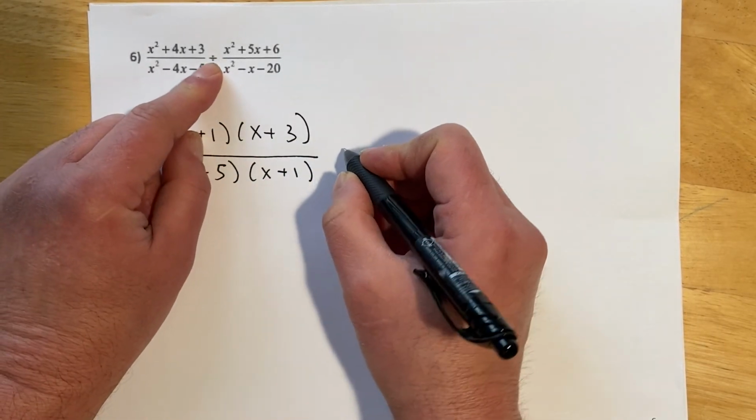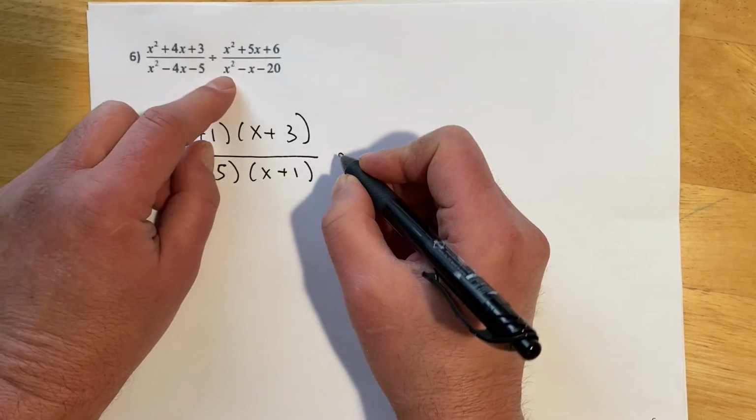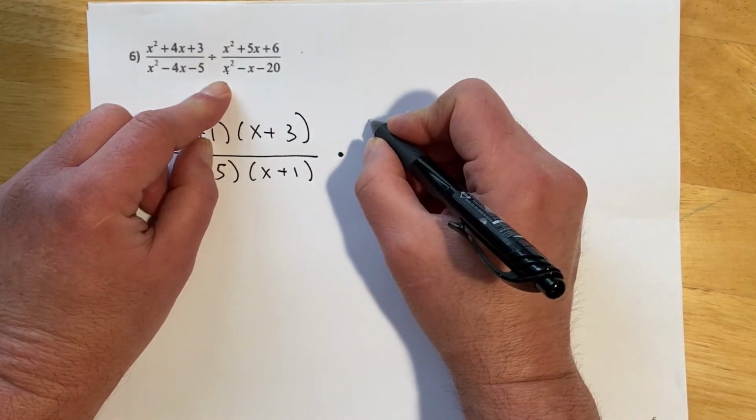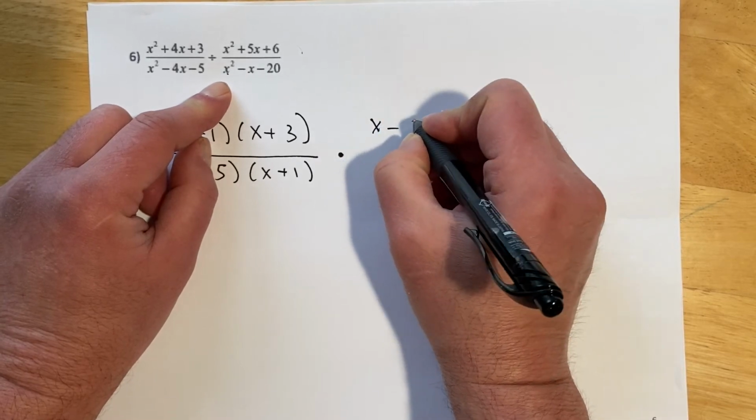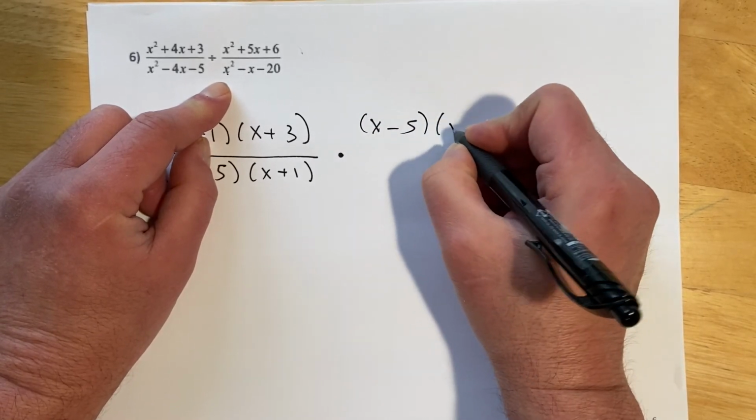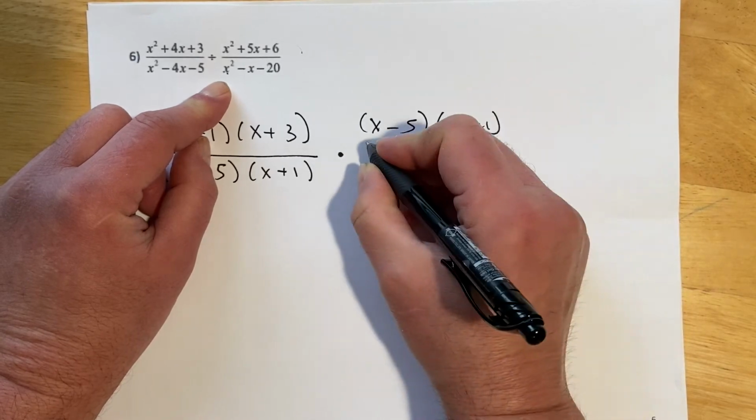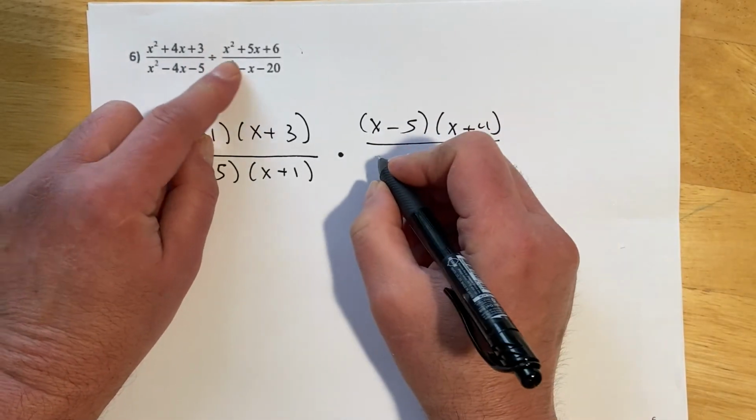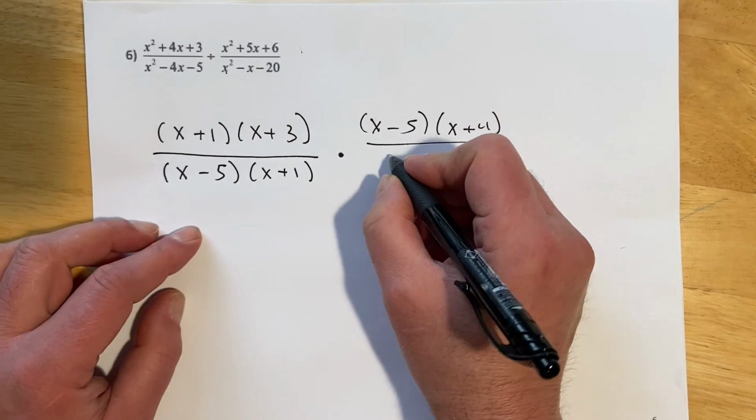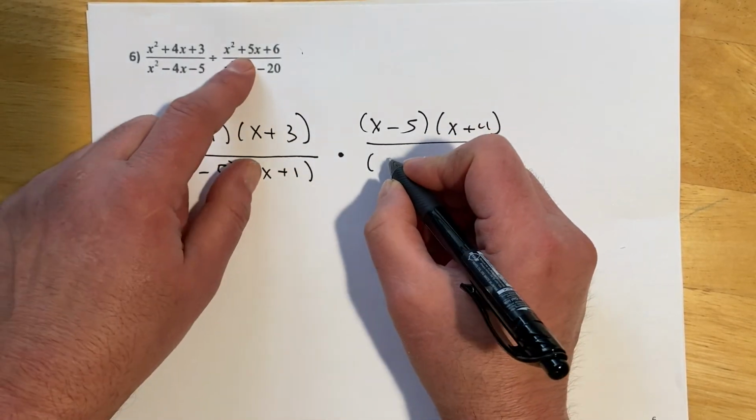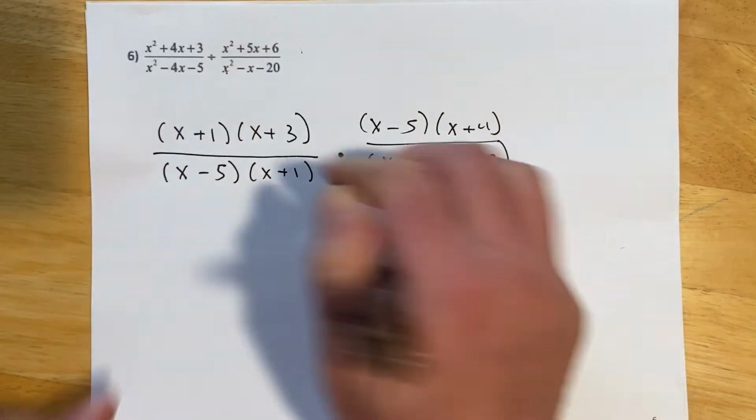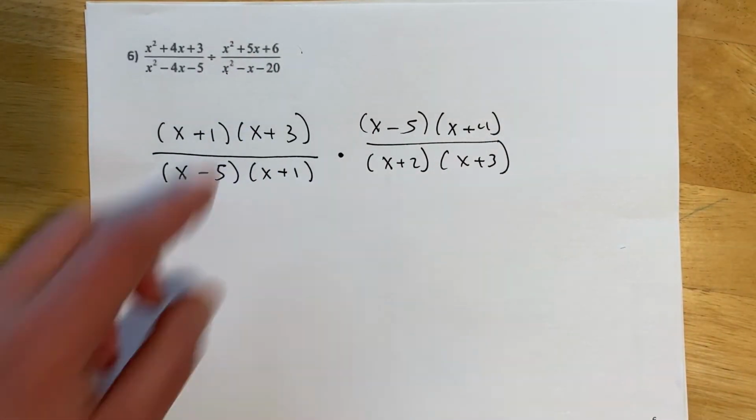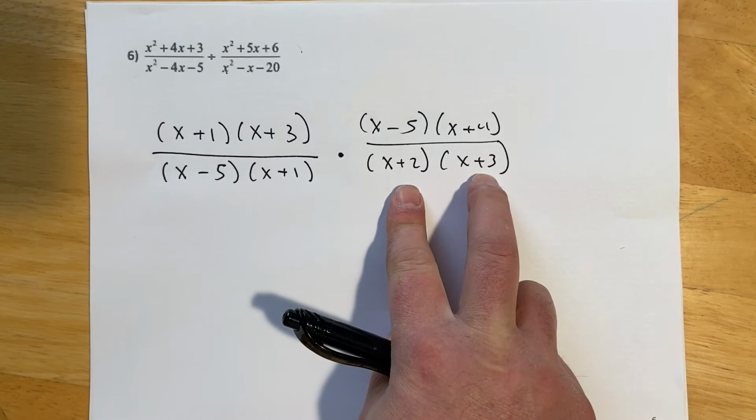And then instead of division, I'm going to rewrite it as a multiply. So this is going to be my numerator now. So multiplies to -20, adds to be -1 is going to be x minus 5 and x plus 4. And now this is in the denominator. So multiplies to 6, adds to 5. Careful with the signs and numbers on that one. That is x plus 2, x plus 3. Easy to get a 1 and 6 there with that 5 and 6 combination.